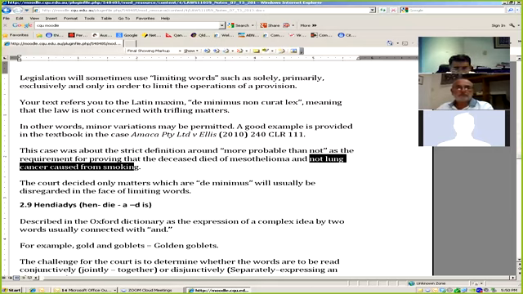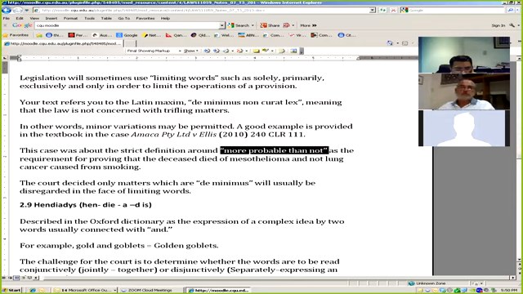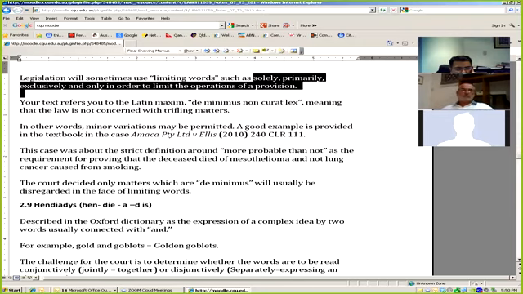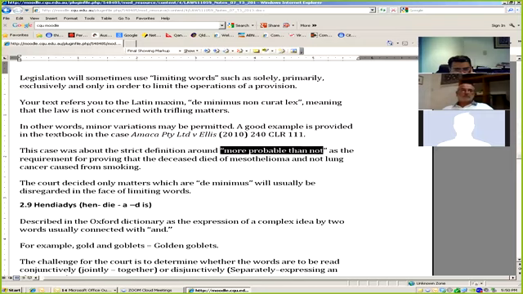And the court decided only matters which are de minimis, that is, not trifling matters, will usually be disregarded in the face of limiting words. So what are they really saying? They're saying you've got to interpret a phrase like that solely, primarily and exclusively by reference to the words in that phrase. They are limiting words, more probable than not. It's like reasonable balance of probabilities. It's sort of like another way of saying that.